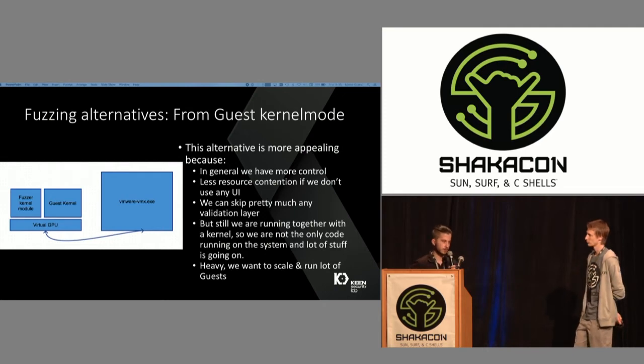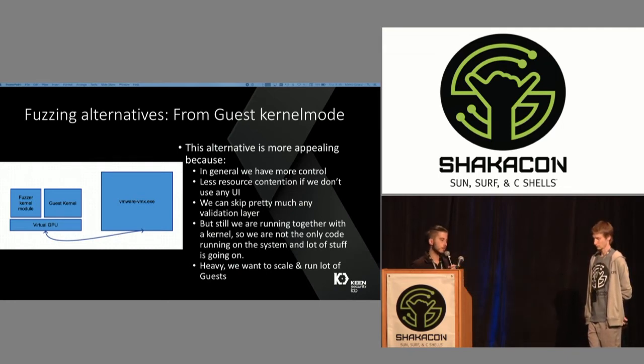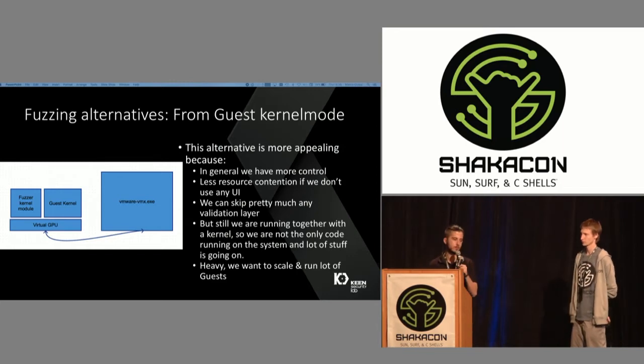The other alternative is a little bit lower layer, and basically it's to put our fuzzer in kernel mode inside of the VM. And in this way, we have more control. We can skip almost all validation and fuzz more properly. But there are additional problems because we are still running together with the kernel, and the kernel will also use the virtual GPU. So we also have additional noise. And also, if you ever wrote kernel code, it's very easy for a bug in your fuzzer to crash the OS.